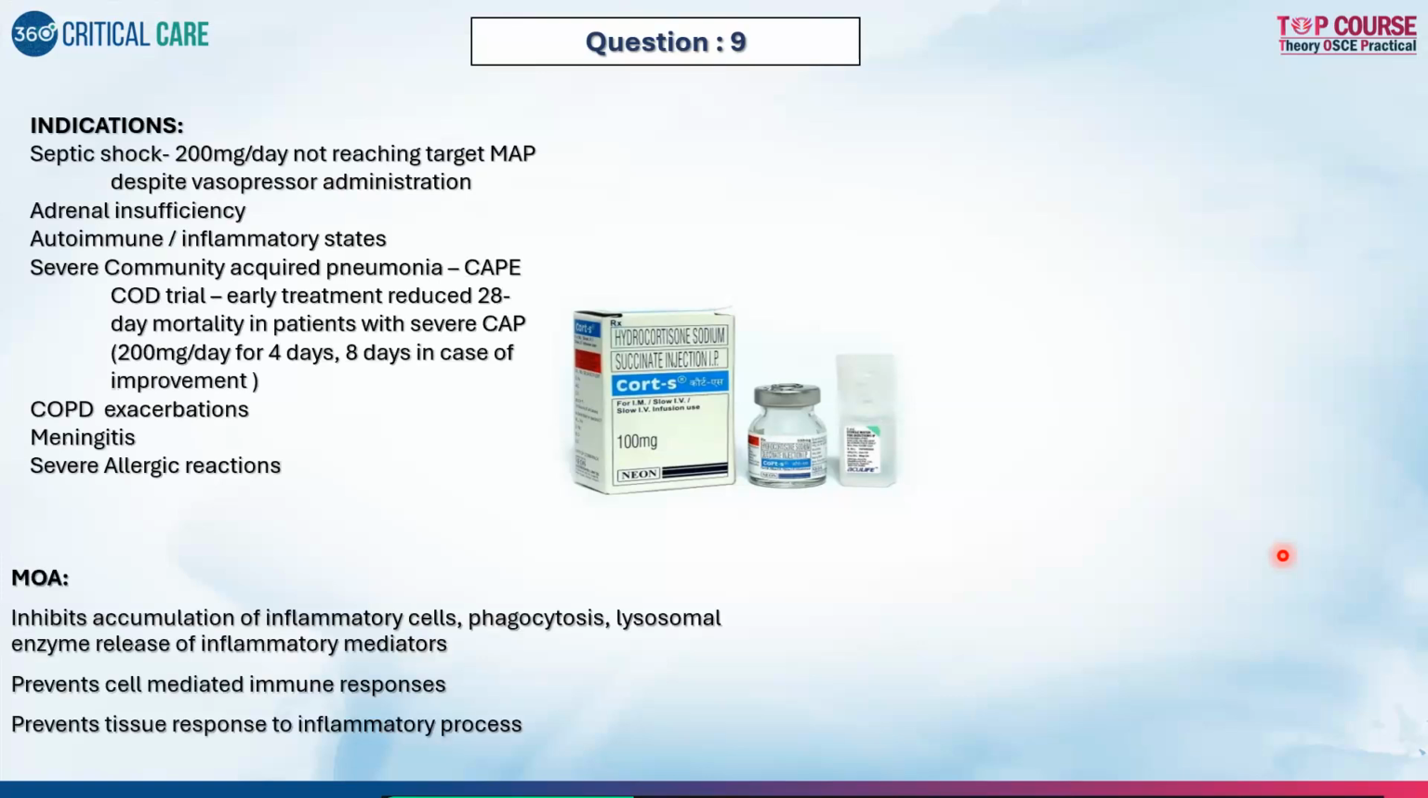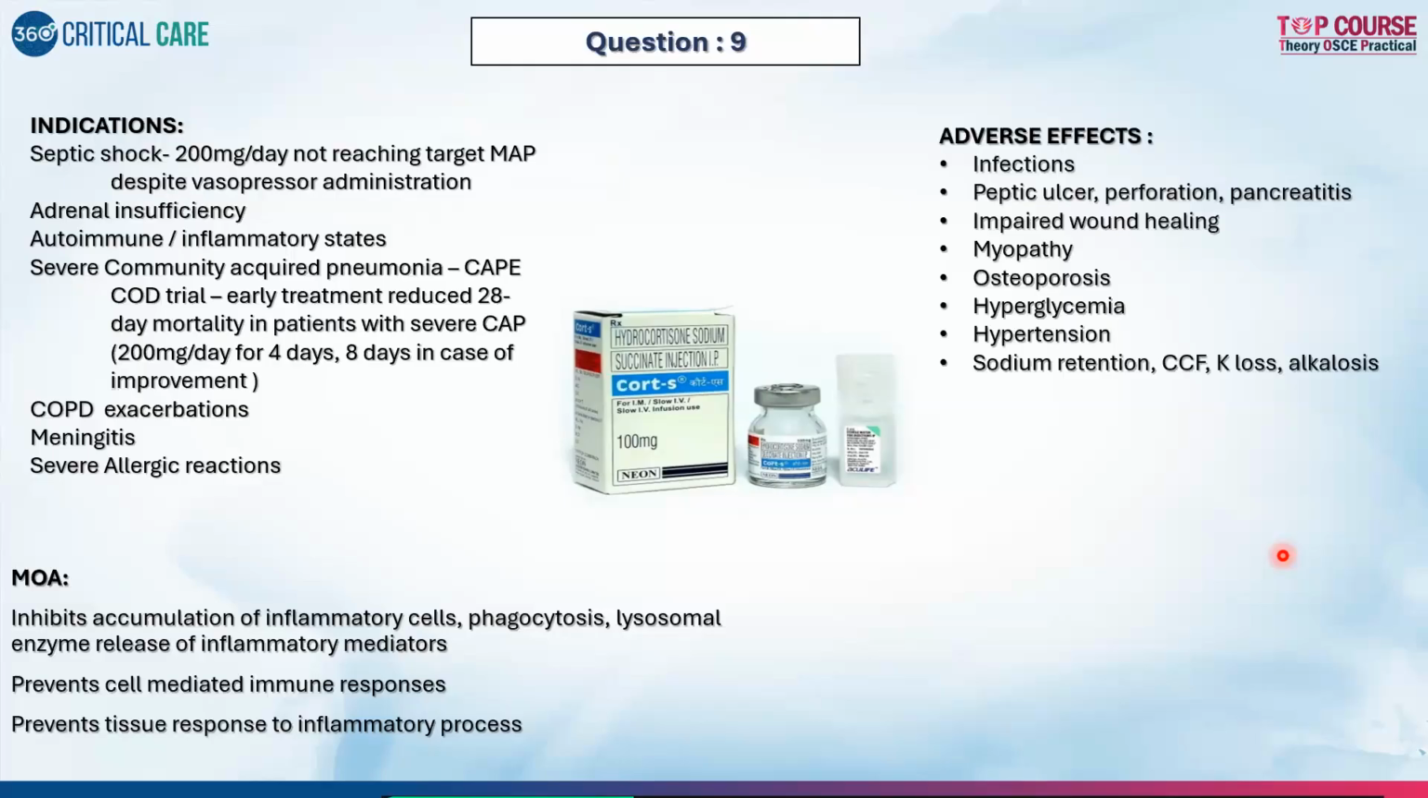Mechanism of action, it inhibits the accumulation of inflammatory cells and prevents cell-mediated immune response. Adverse effects, we need to know: infection, peptic ulcer, myopathy, osteoporosis, hyperglycemia. And we also need to know regarding the dose equivalent of the different steroids, which is hydrocortisone 20 mg, methylprednisolone 4 mg, and dexamethasone 0.75 mg.